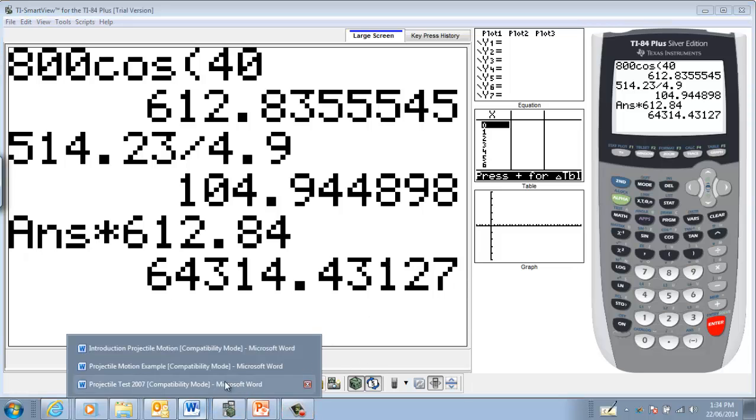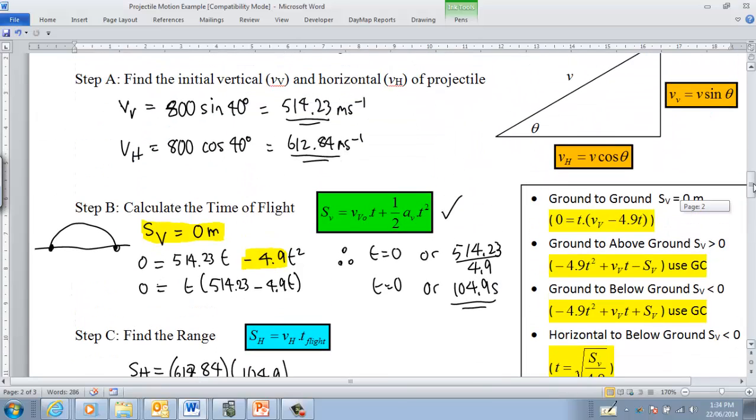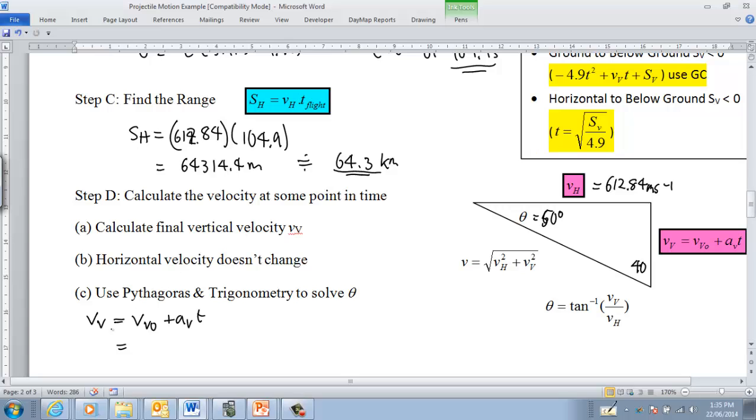we'll go back to the sheet, it should tell me. So just scroll up. So initial vertical velocity was 514.23. So that's 514.23, and that's going to be take 9.8, because that's what gravity is, add negative 9.8, like take 9.8 times by t, which is 104.9.